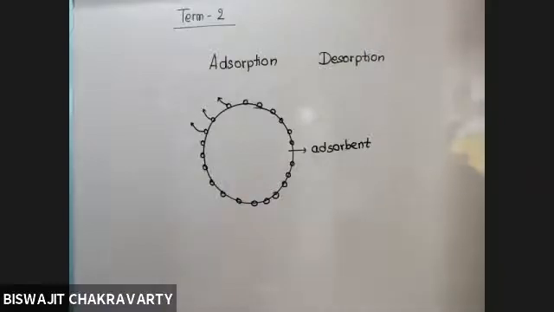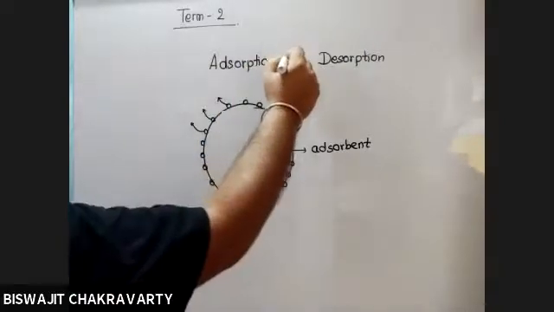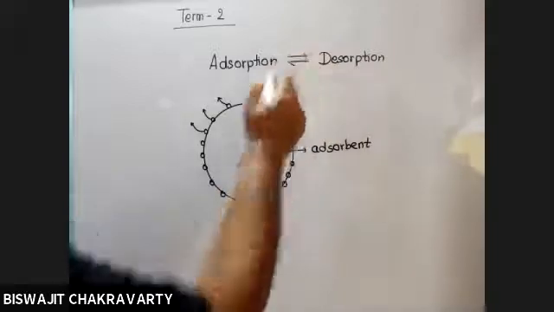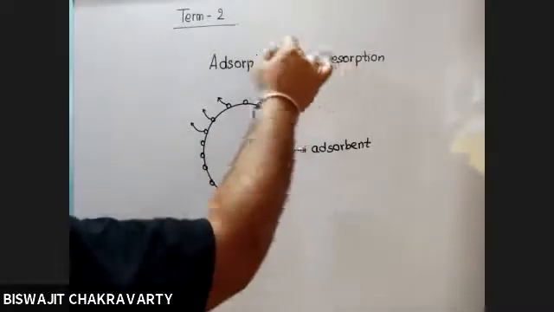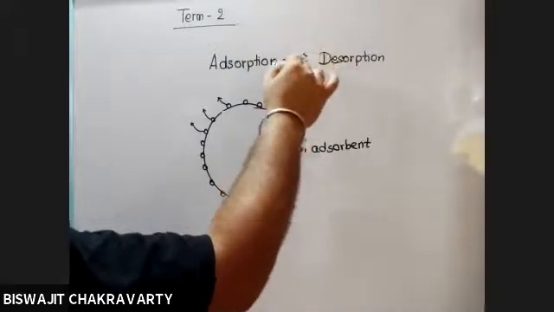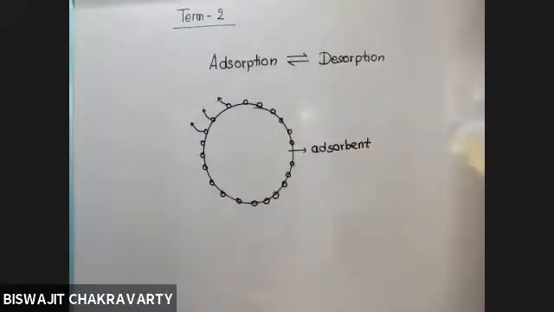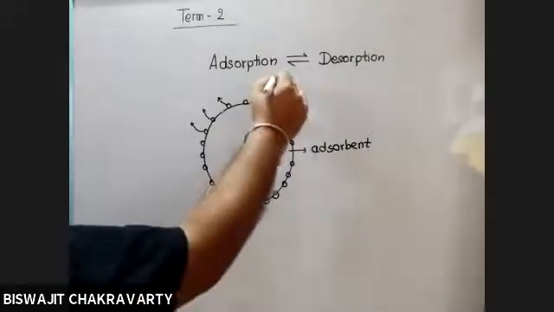And this way we can say that the rate of adsorption and desorption occurs simultaneously and becomes equal. And we have learned in class 11 that whenever the rate of the forward process becomes equal to the rate of the backward process, this process will be called equilibrium or not?